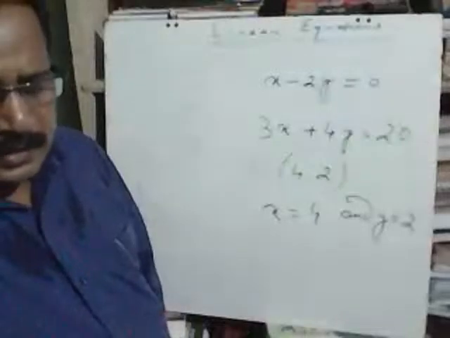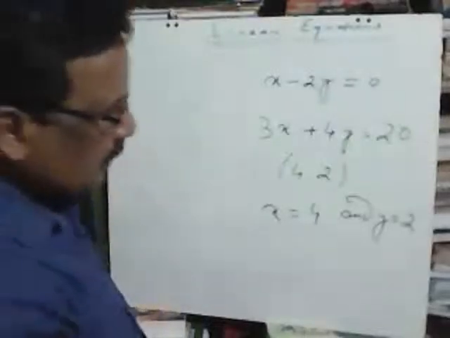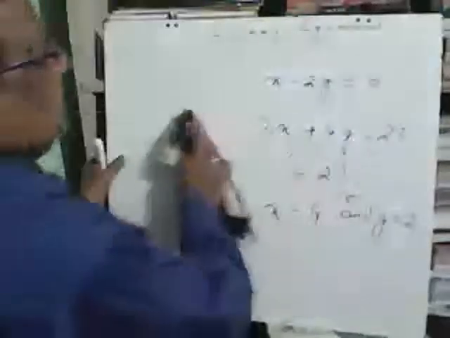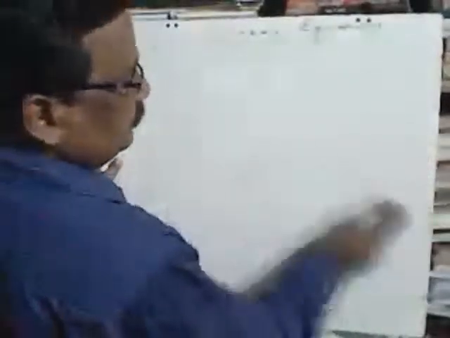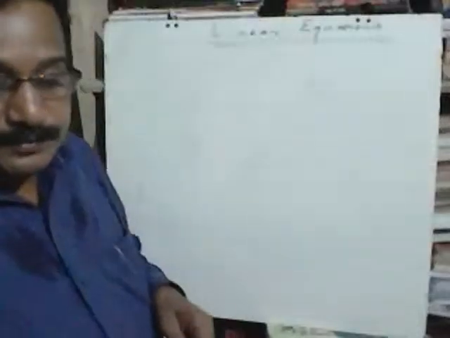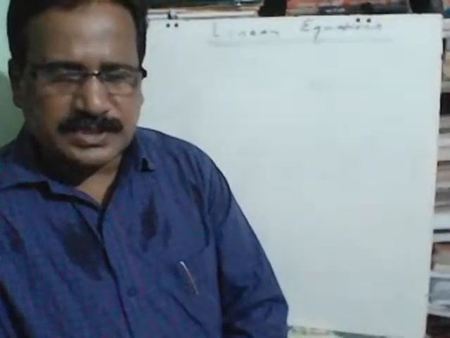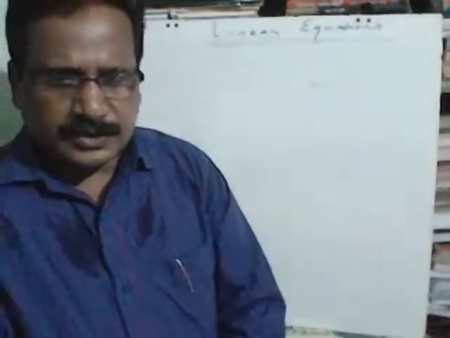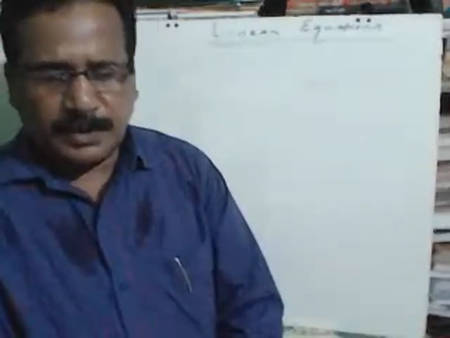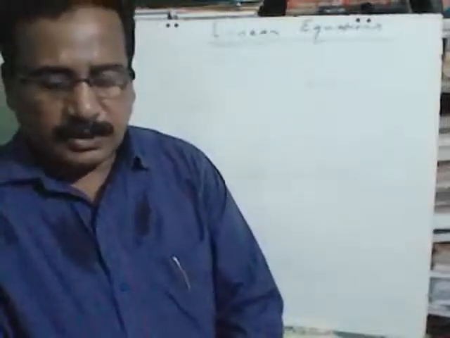Next, listen to some basic concepts. If two equations are given and you are drawing the graph, what is the nature of the graph? The two lines may intersect each other, may be coincident to each other, may be parallel to each other. Two lines on a plane. Three options. They intersect each other, they may be parallel, or they may be coincident to each other.